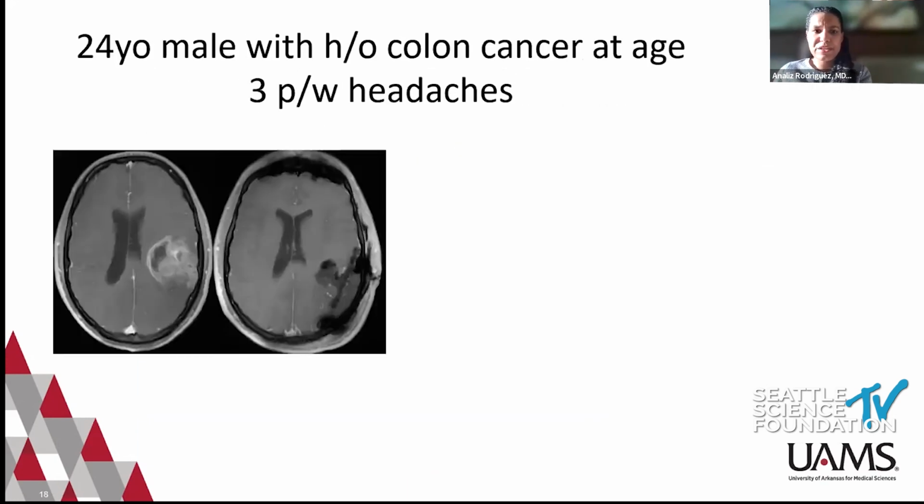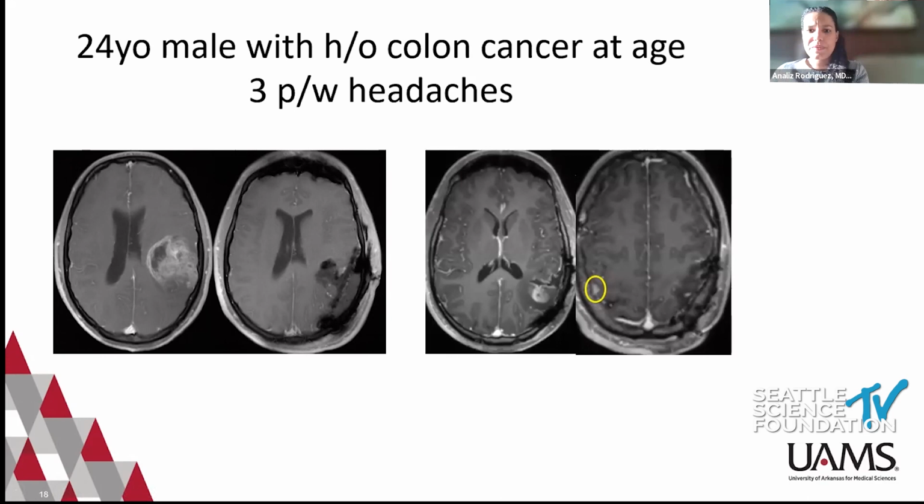Now, so this patient is a 24-year-old patient who came in with headaches, has this large enhancing tumor. He had a history of colon cancer at age 3. I took him to surgery, was very happy with the resection. He also didn't have deficits. He underwent classic chemo and radiation, comes back within 3 months with local recurrence.